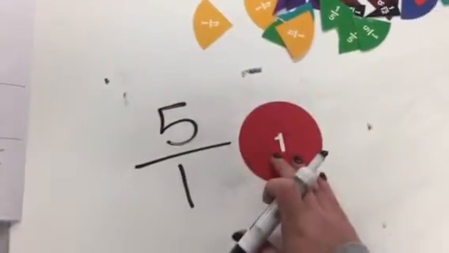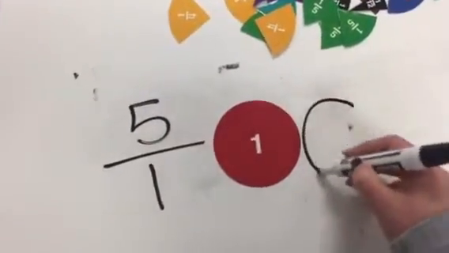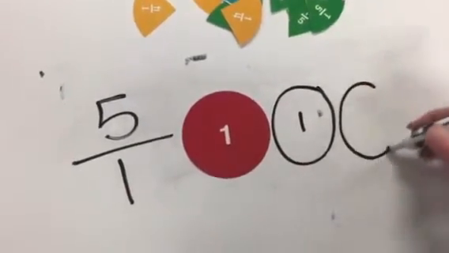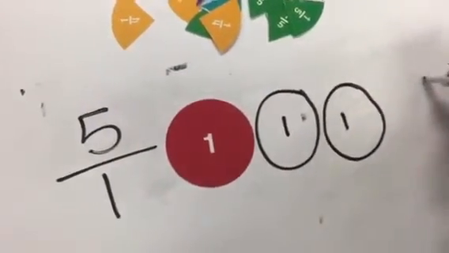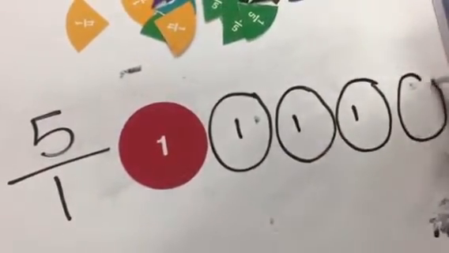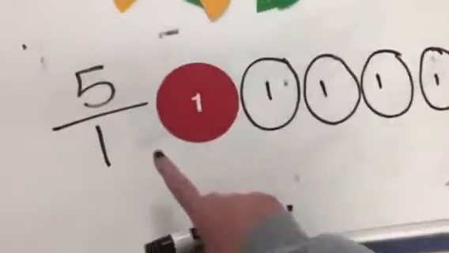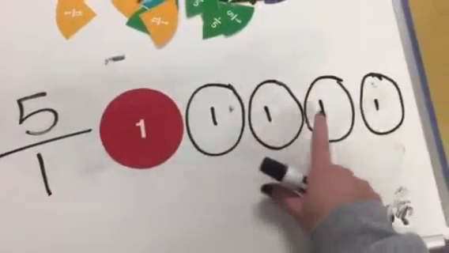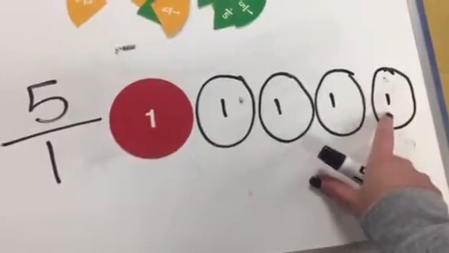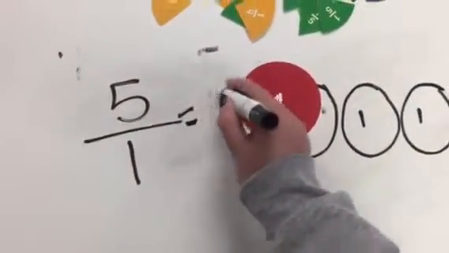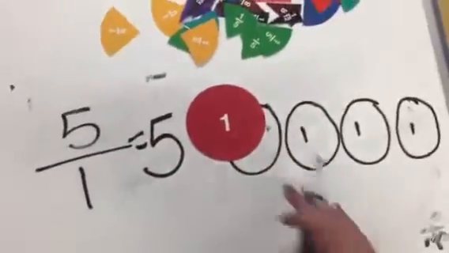So how many of these do I get? Well, I get 5 of them, so I've got 1 of them. There's 2, 3, 4, 5. So I have 5 one-whole pieces. 1, 2, 3, 4, 5. So 5 one-whole pieces is equal to the number 5.